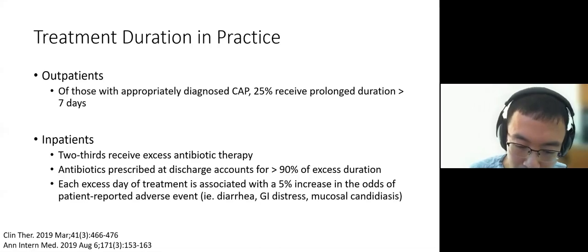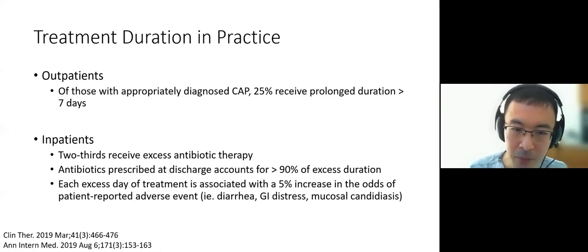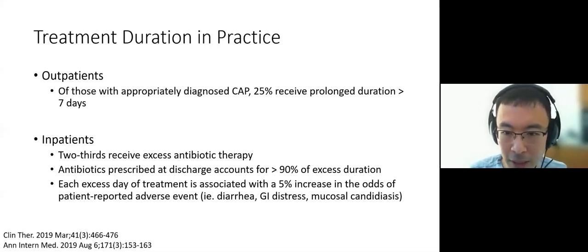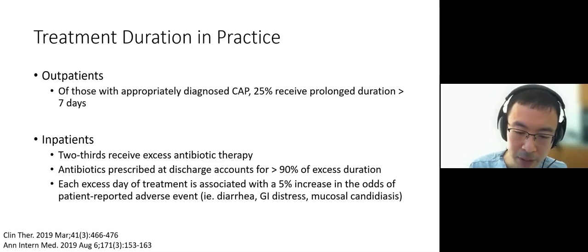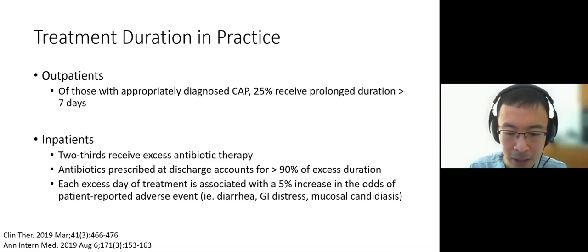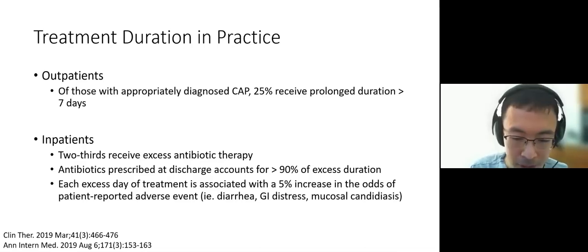Interestingly, much of the excess antibiotic duration comes from the discharge prescription. It seems that the clock is reset at discharge and patients are given a new course of treatment of 5, 7, or 10 days. Even though there's no benefit to overtreatment, right, it only causes harm. Each excess day of treatment was associated with a 5% increased risk of patient-reported side effects, mostly GI problems and sometimes thrush. So remember, the best treatment is the shortest effective one, not the overkill approach.